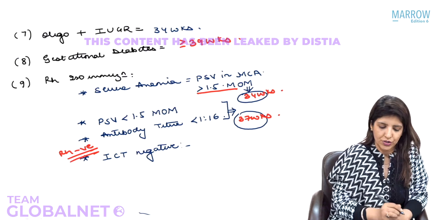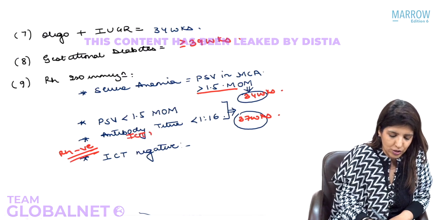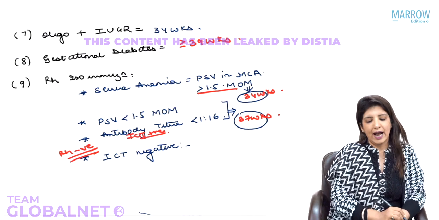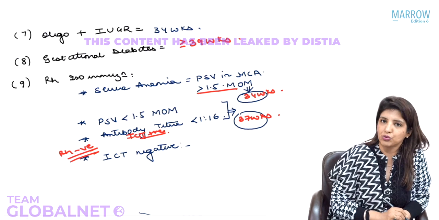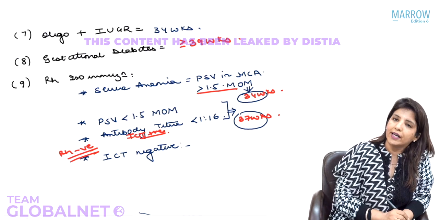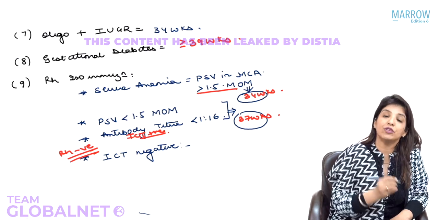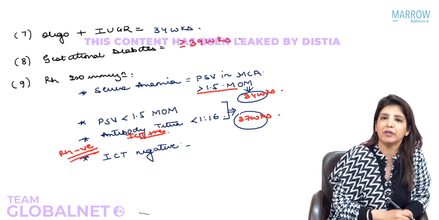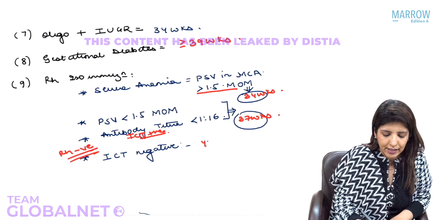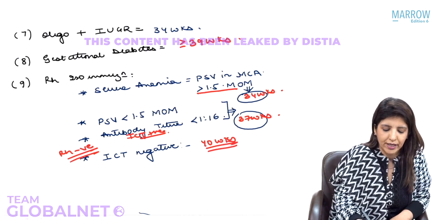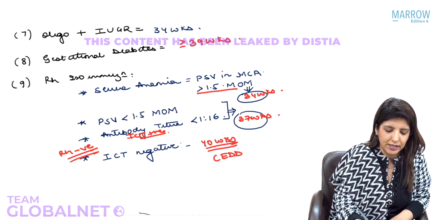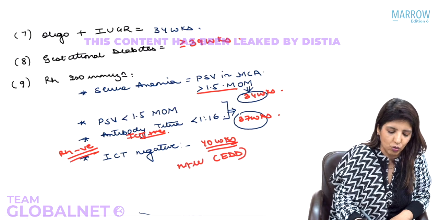Right? In an RH negative female, if indirect Coombs test is coming out to be negative, it is not positive. So here indirect Coombs test was positive, but the antibody titer was less than 1:16. If in an RH negative female, indirect Coombs test is negative, then at what time are you going to terminate her pregnancy? In that case, I'm going to terminate her pregnancy at 40 weeks. That means I will not let her go beyond her EDD.